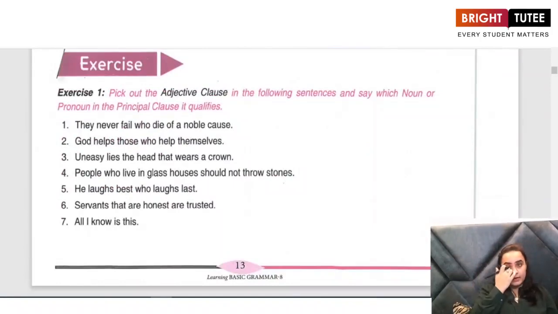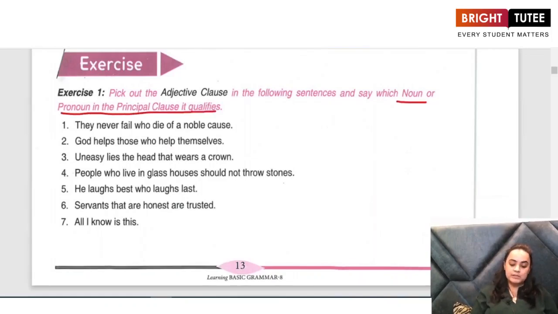So, again, we have 20 sentences in which we have to pick out the adjective clause and say which noun or pronoun in the principal clause they are describing or qualifying. So we have 20 sentences. I'll do the first 10 for you so that you are able to understand and do the rest of them better. They never fail who die in a noble cause.